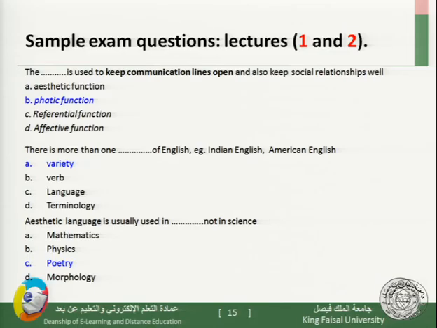Question number 2, there is more than one variety of English. Example, Indian English, American English. So there is more than one variety of English. Number 3, aesthetic language is usually used in mathematics, physics, poetry, or morphology. And the answer is number C. Aesthetic language is usually used in poetry, not in science, of course.